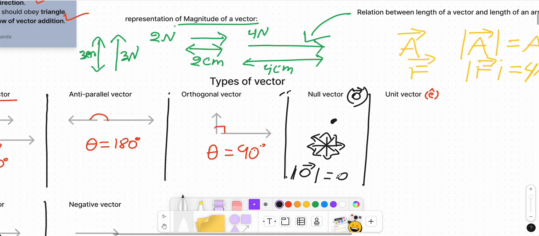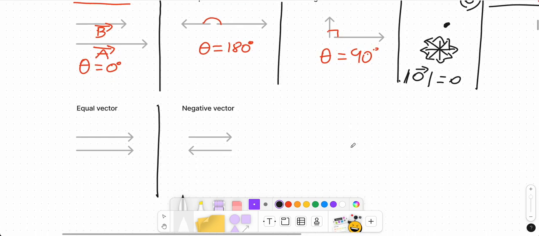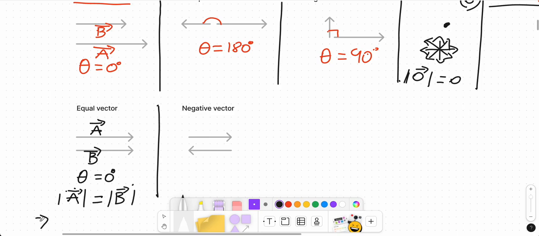A null vector has all possible directions and its magnitude is 0. Before going to unit vector, I will discuss two more vectors, equal vector. Let's say A is a vector and B is a vector. If these two are equal vectors, then first of all they have to be parallel. That means the angle between them is 0 degree. And second, the magnitude of A must be equal to the magnitude of B. Then I can call A and B equal vectors, and I can write A vector is equal to B vector.